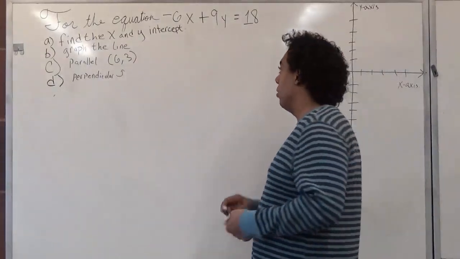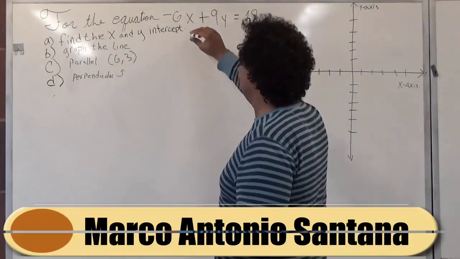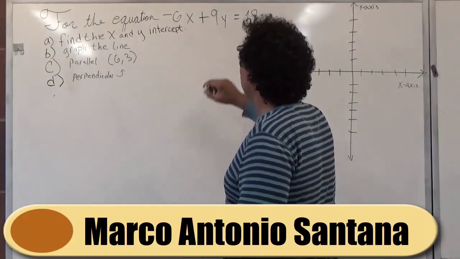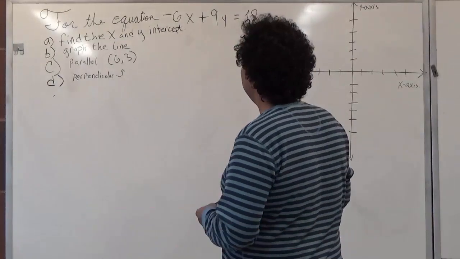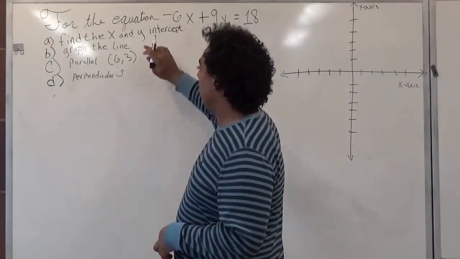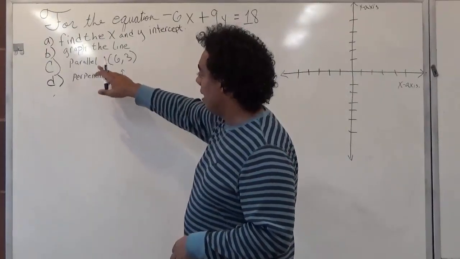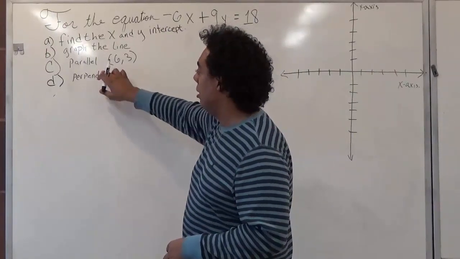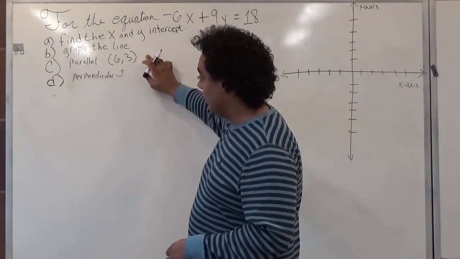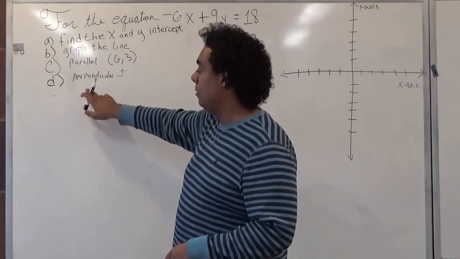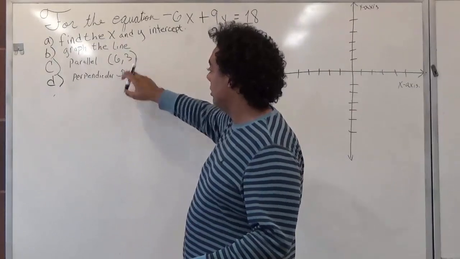In this video, we're going to go over this problem here for the equation negative 6x plus 9y equal to 18. We're going to find the x and y intercepts. We're going to graph the line, and we're going to find a parallel line that passes through the point 6, 3, and a perpendicular line that also passes through 6, 3.